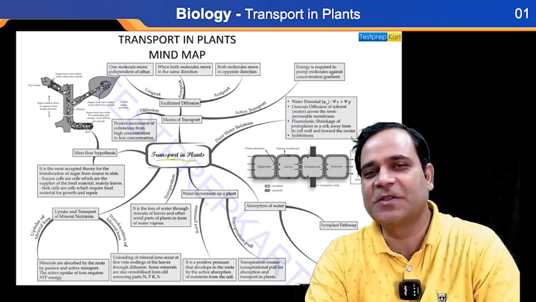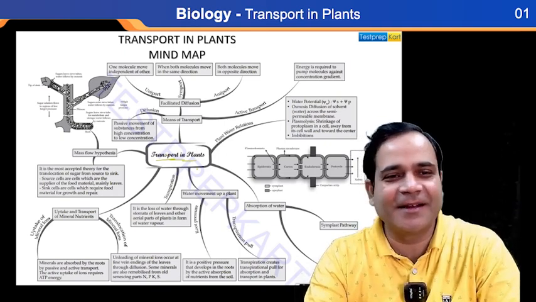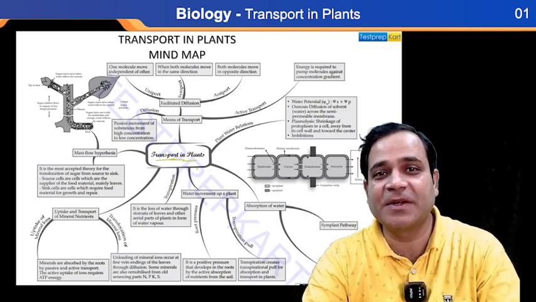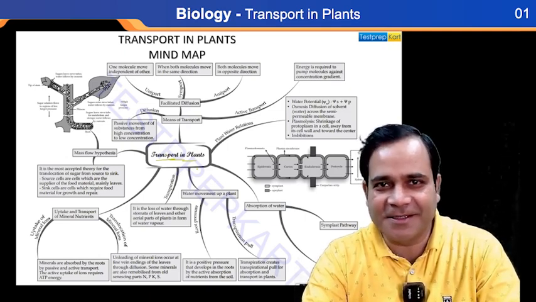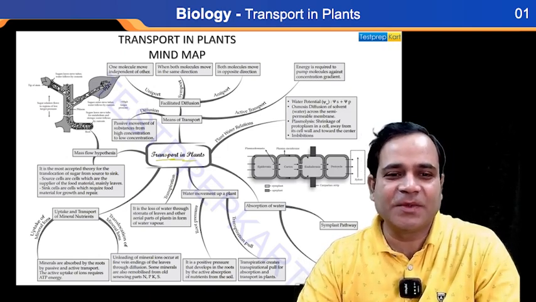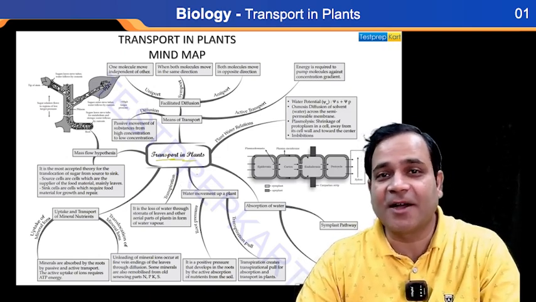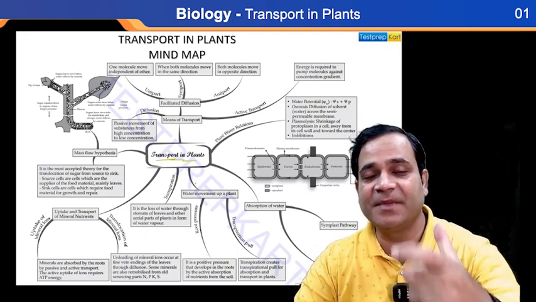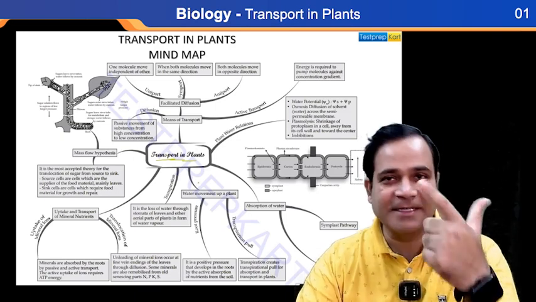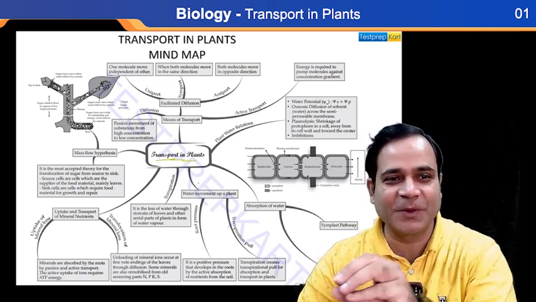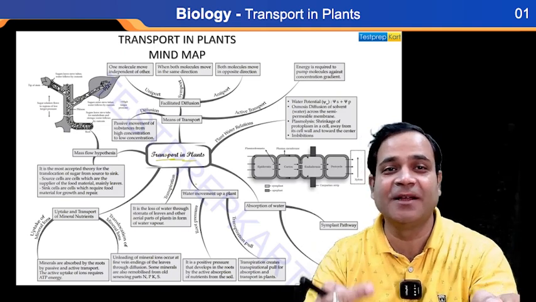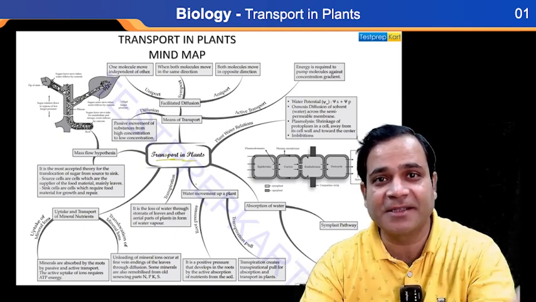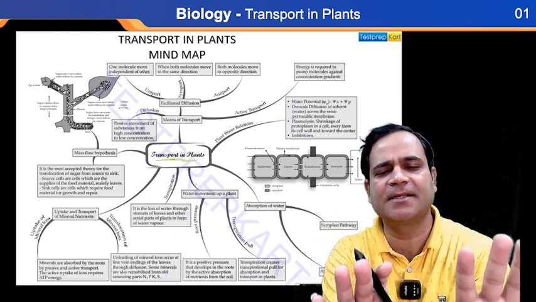Now see, this is also a very fantastic thing. Let's see what I'm saying here. If I'm talking about transport in plants, then first of all we should know how we understand this transport in plants. That is the mind map, dear. Let's see it first, because this one is the mind map. I'll not give you details, because whenever you attend my detailed lecture, then you will understand, and those are fantastic.